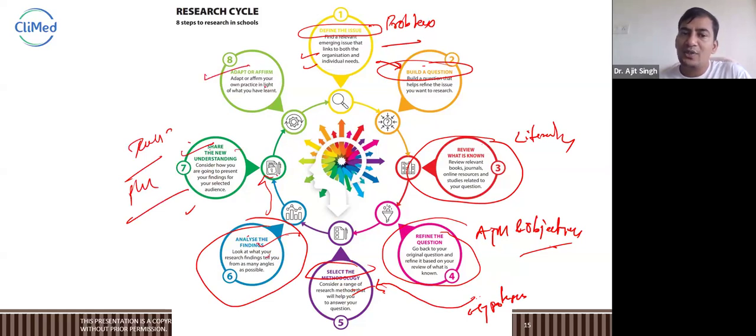And then adapt or affirm. So adapt or affirm your own practice in light of what you have learned from that. You make the report, which is also part of reporting, report it and get the feedback. So this is the actual research cycle, guys.